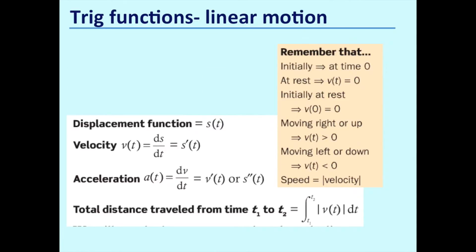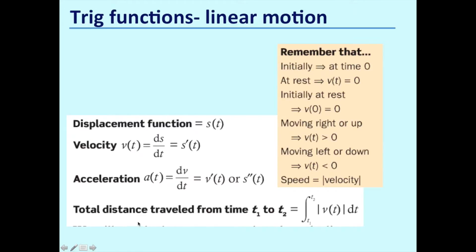Linear motion then, again, should be more of a review exercise. If we have a displacement function, remember we use the letter S to denote displacement. If we differentiate that, the rate of change of displacement is the velocity, and we can differentiate the velocity, i.e. the rate of change of the velocity, to get the acceleration. So acceleration can be written as a(t), or the derivative of v(t), or the second derivative of the displacement.